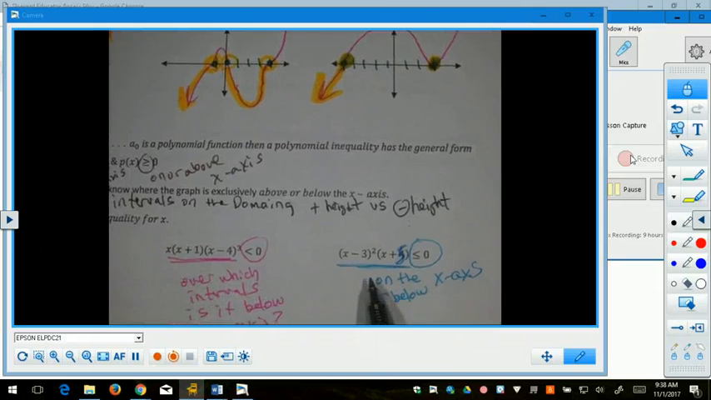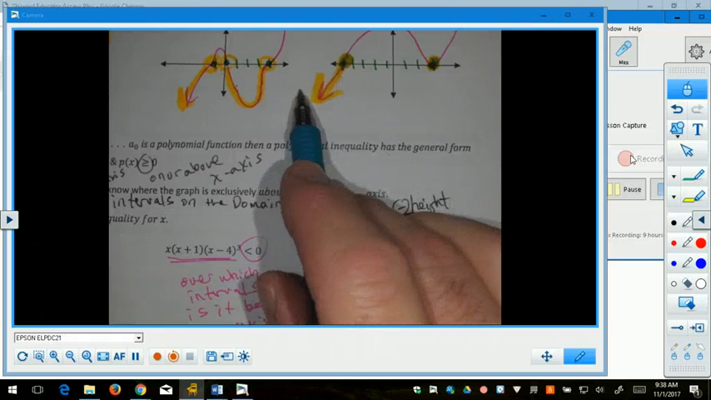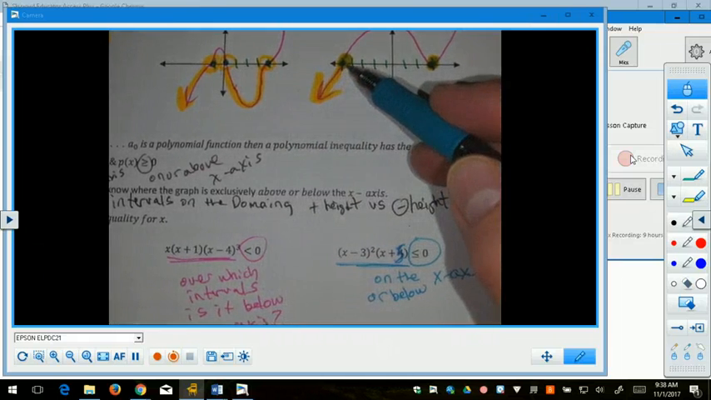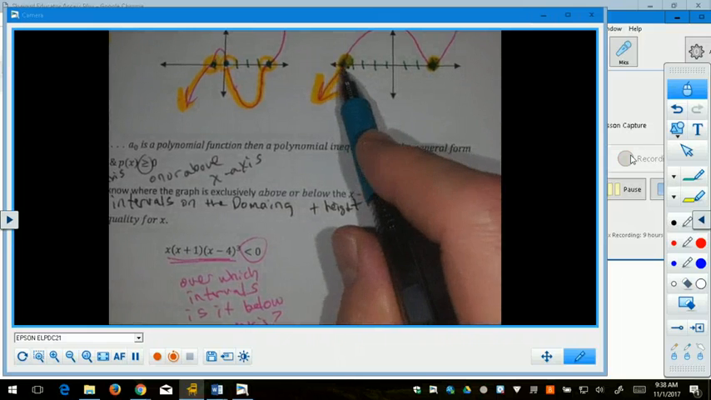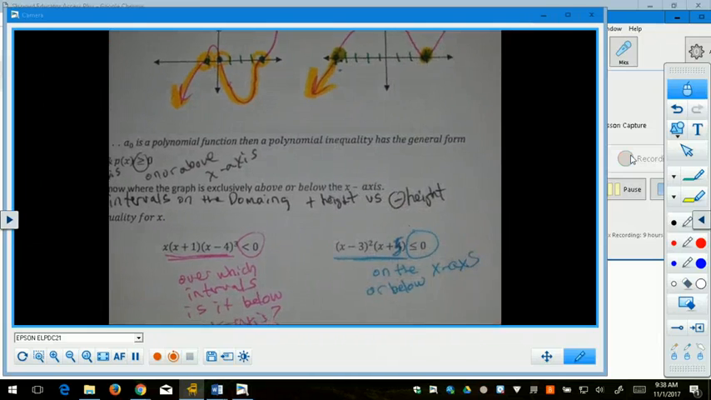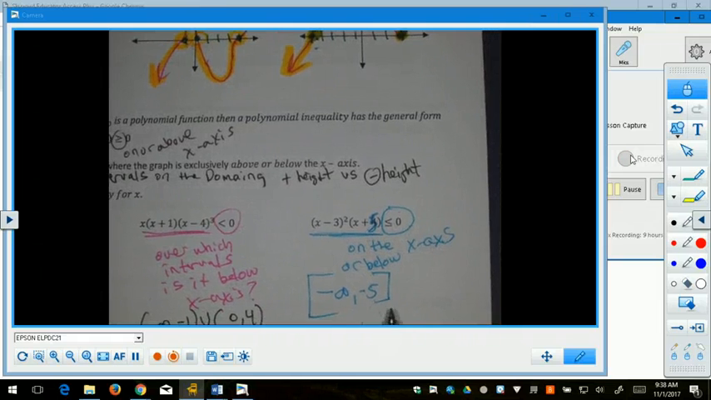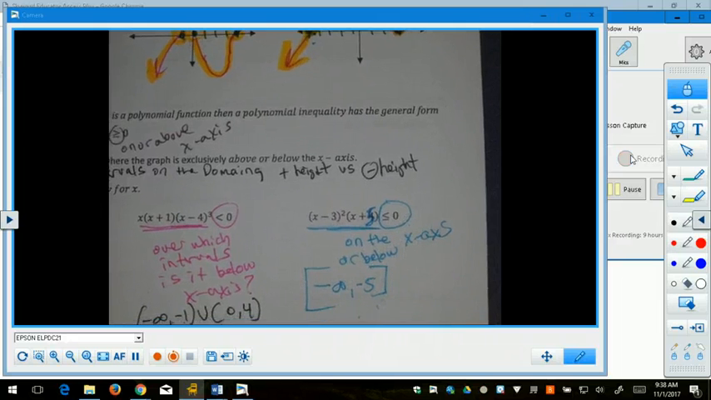All right. So in this case, I include those zeros. So it is from negative infinity up to -5 and including -5, because that is a 0. And if it's equal to 0, it would make the inequality true.